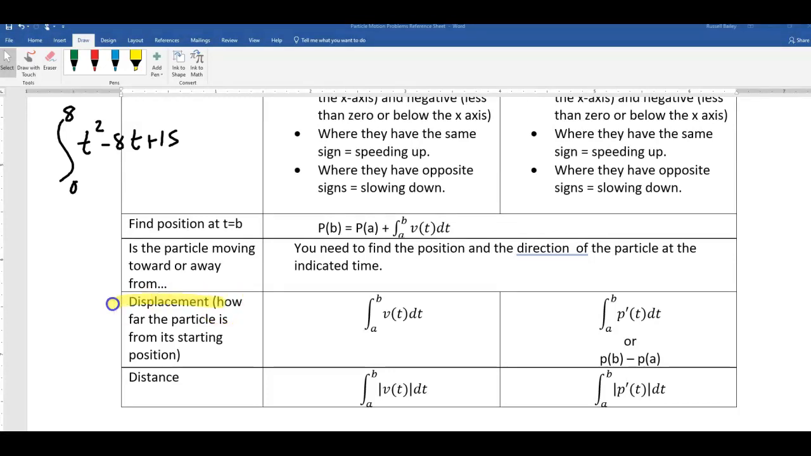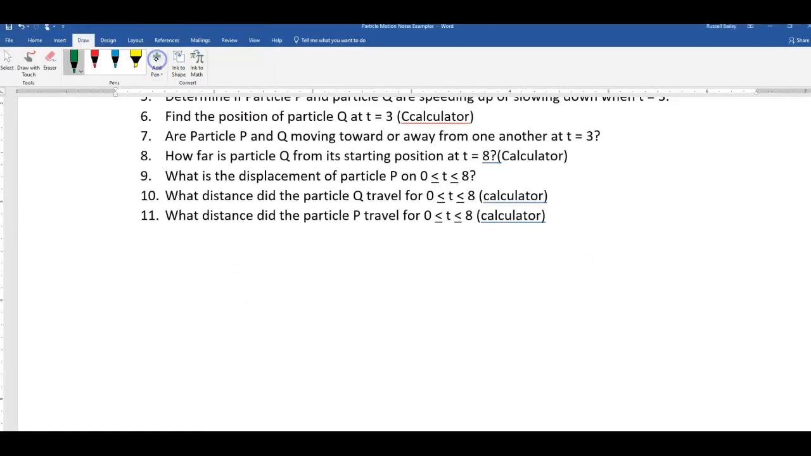Another way that might be asked is they might say displacement, because that's what displacement is. But if we were to type that into our calculator, we would get, and there you guys got it. All right, next question.